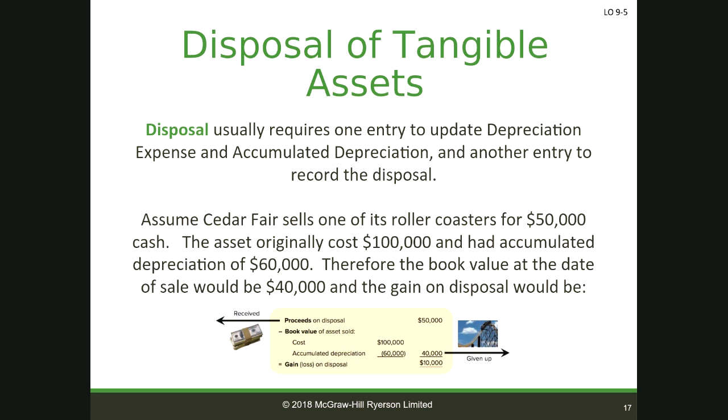The next paragraph says, assume Cedar Fair sells one of its roller coasters for $50,000. The original cost of the asset was $100,000. It had accumulated depreciation of $60,000. Therefore, the book value, cost minus accumulated depreciation, would be $40,000. And it says the gain on disposal, then they calculate what the gain would be.